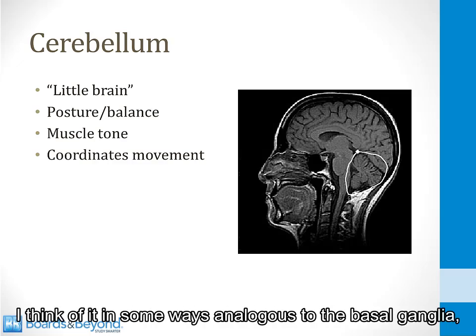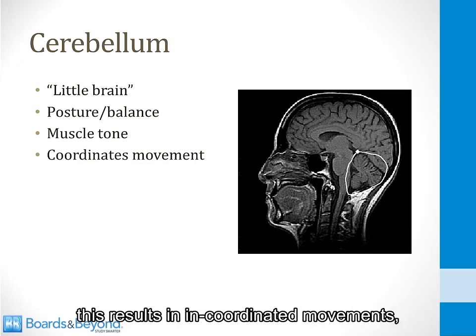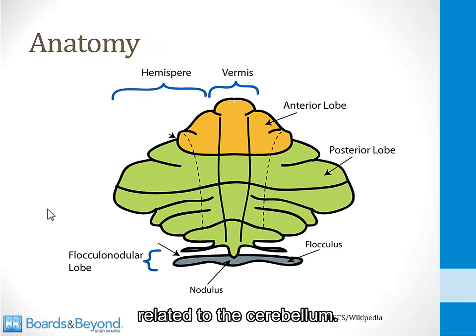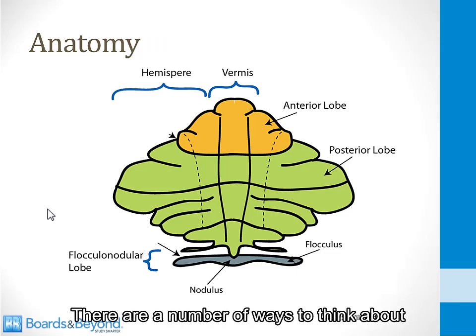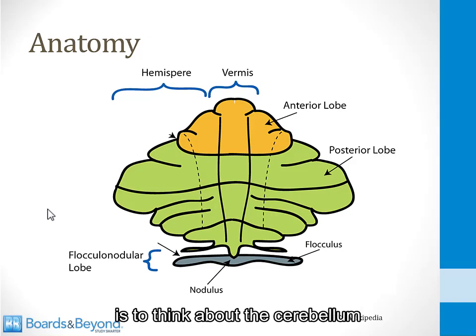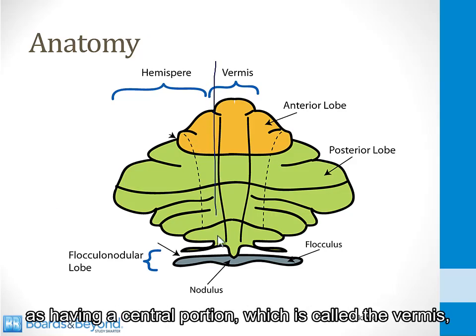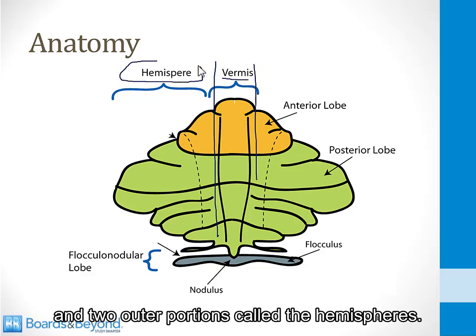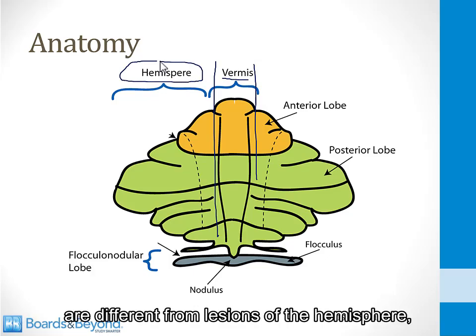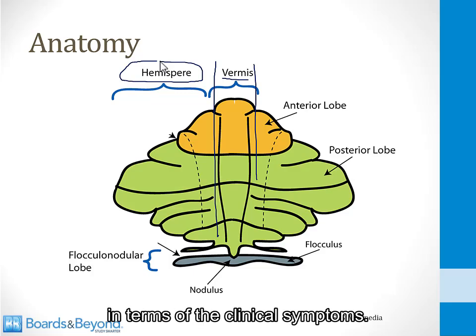I think of it in some ways analogous to the basal ganglia. When you have lesions of the basal ganglia, this results in incoordinated movements, and the same thing happens when you have problems related to the cerebellum. There are a number of ways to think about the anatomy of the cerebellum, but the way that's most important clinically is to think about the cerebellum as having a central portion, which is called the vermis, and two outer portions called the hemispheres. As we'll see in a couple of slides, lesions of the vermis are different from lesions of the hemisphere in terms of the clinical symptoms.